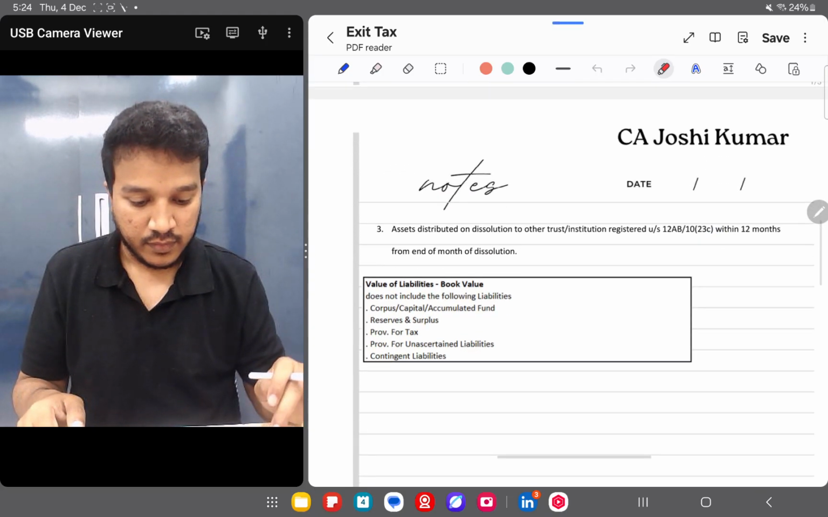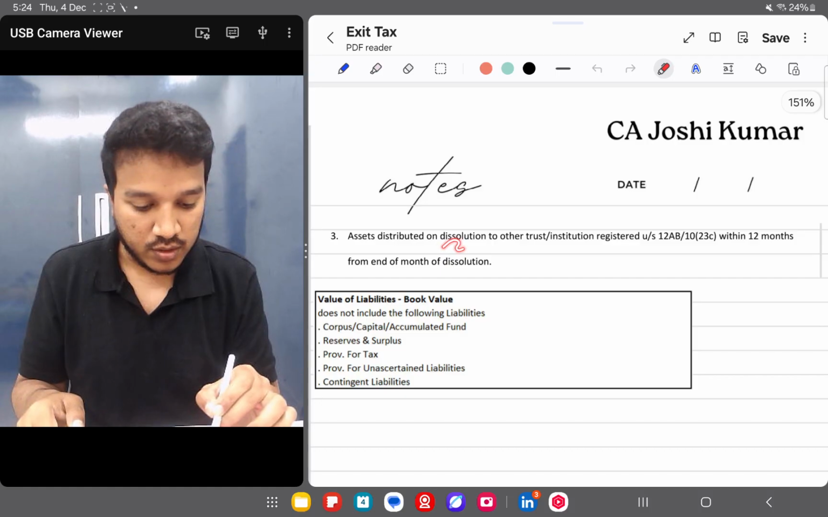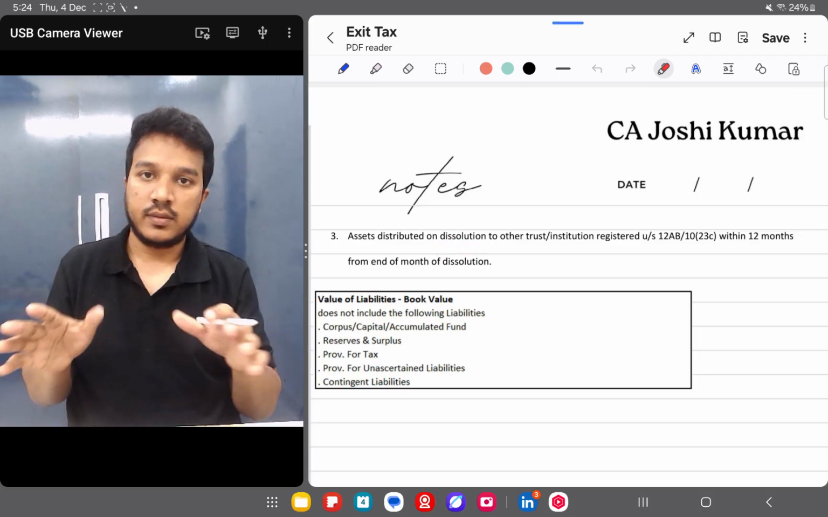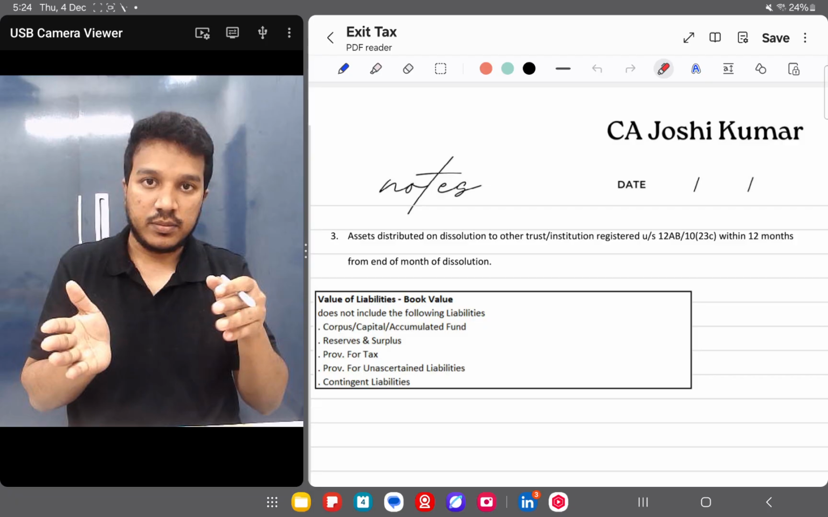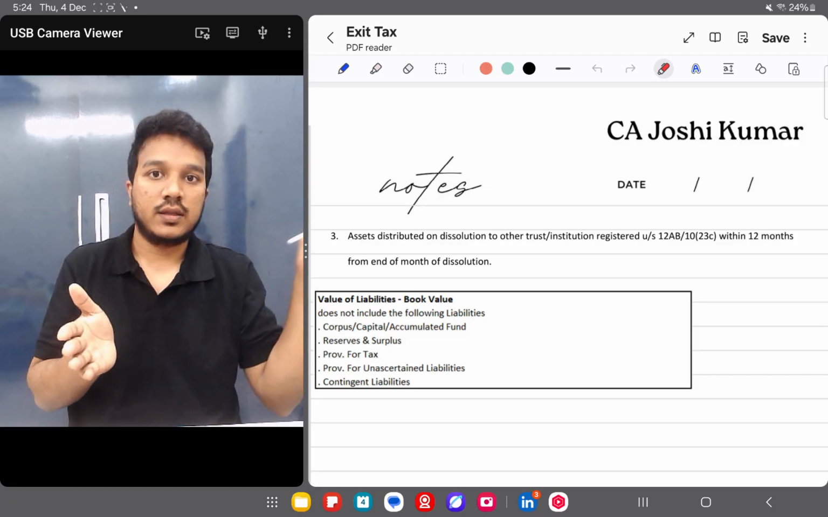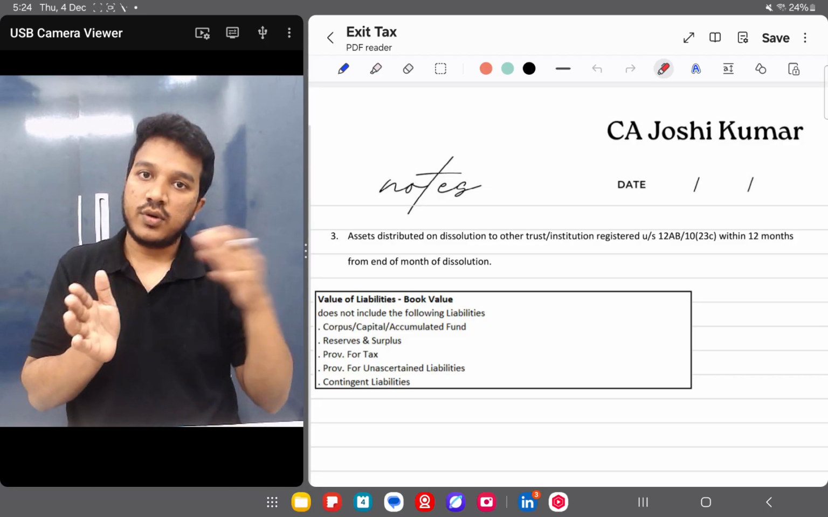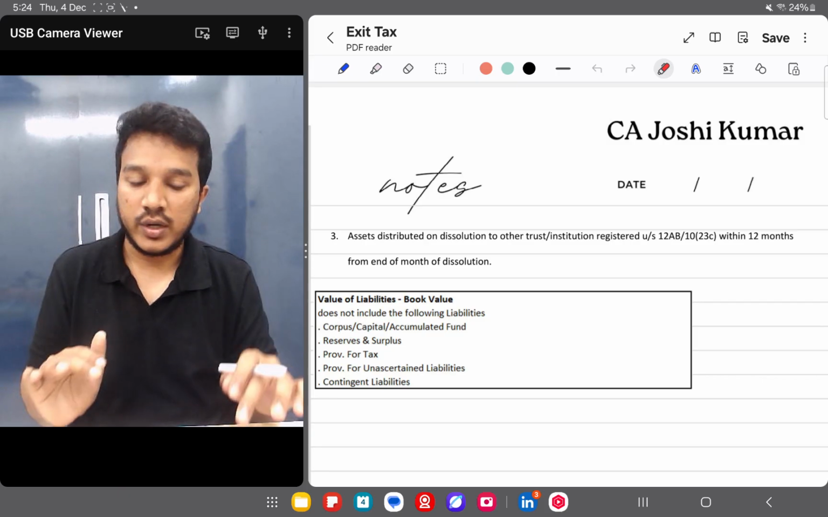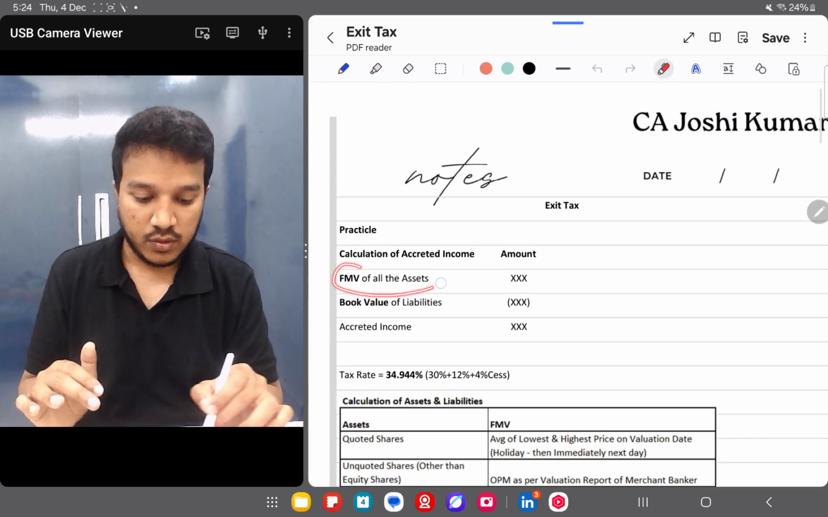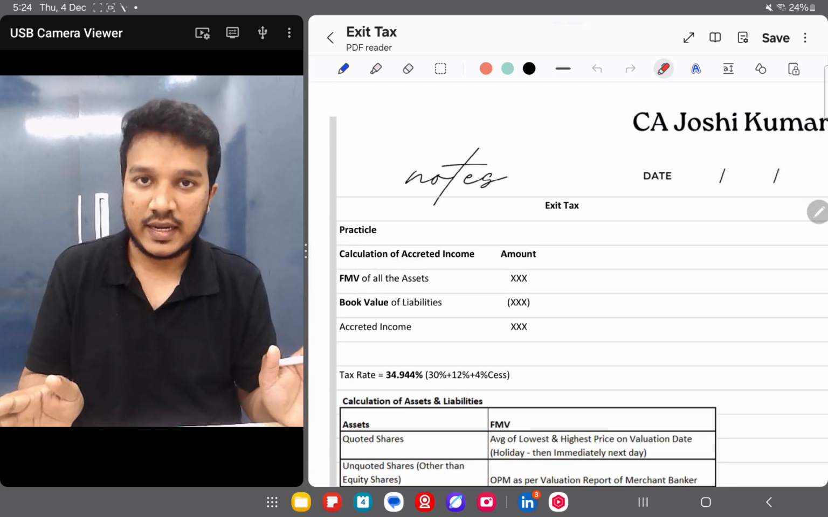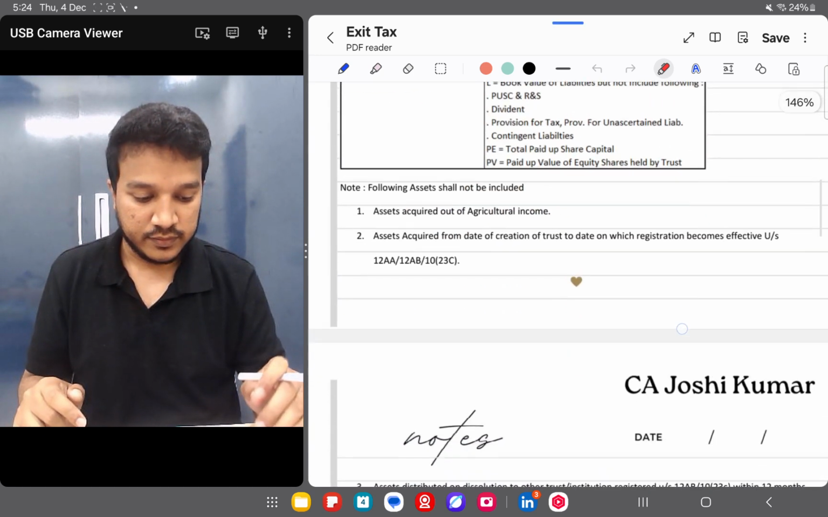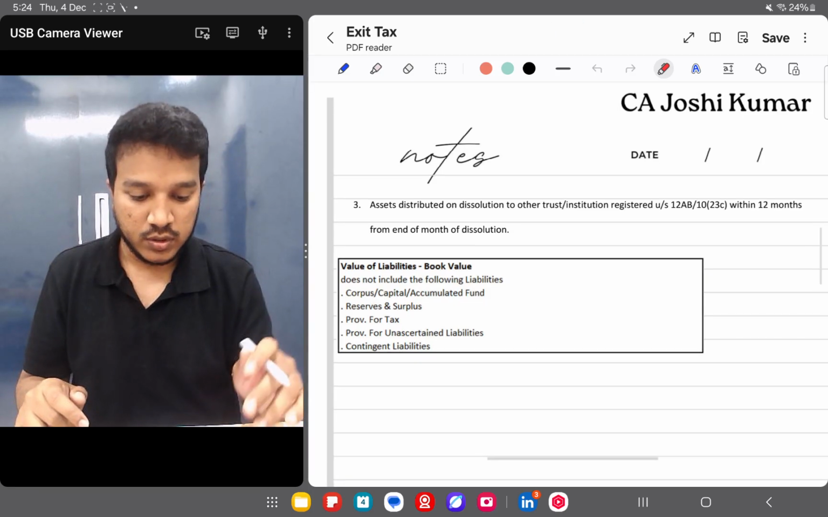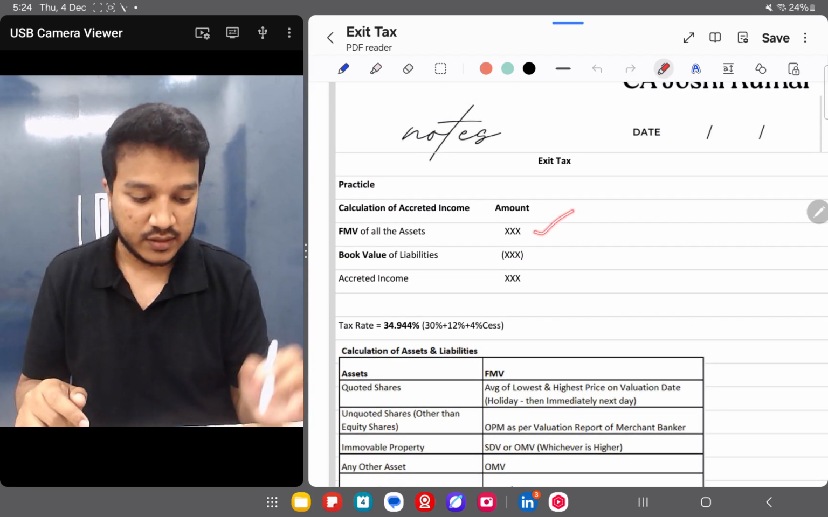Done. And then assets distributed. See, your trust got dissolved, your trust got closed. So you have an option that within 12 months you transfer all your assets to another trust. Okay, if you transfer, well and good, you won't include that here. You will not take those assets for tax calculations. Understood? Remember the 12 months date. Okay, I'll explain that point later also. So we are completely done with the assets now.